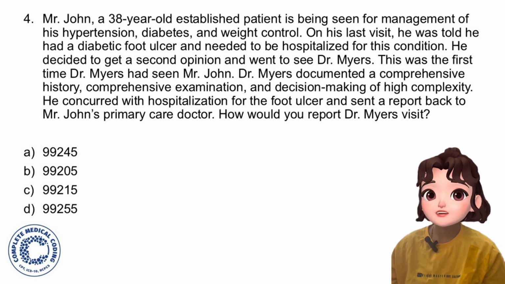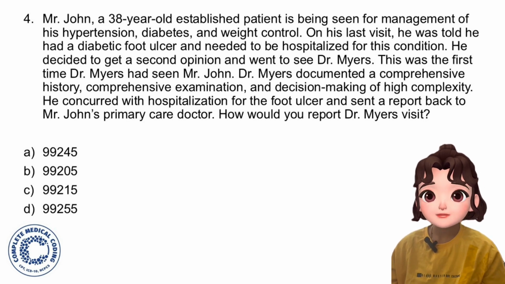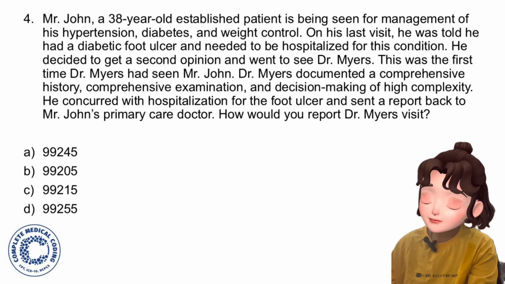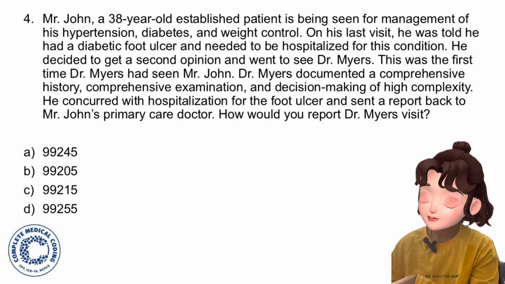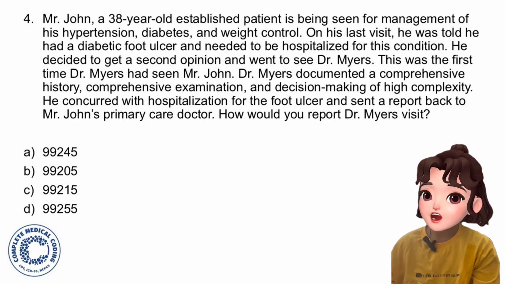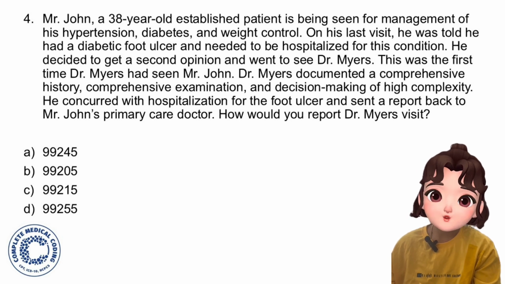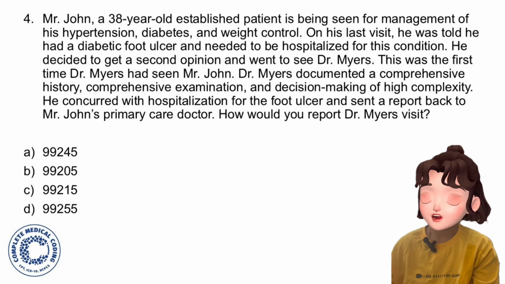What is the next one? 99205. Again, office or other outpatient visit, which requires comprehensive history, comprehensive examination, and MDM of high complexity. What is 99215? This is office or other outpatient visit for an established patient. 215 is for an established patient, which requires again the same as mentioned in the question, comprehensive examination, history, and MDM of high complexity. But this is an established patient.